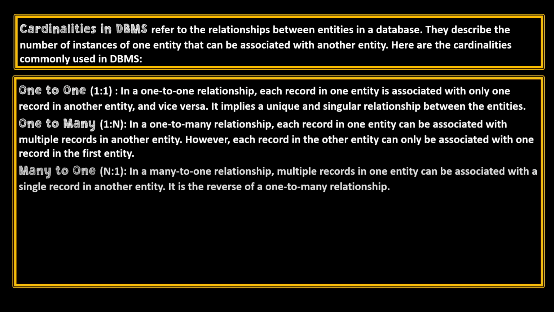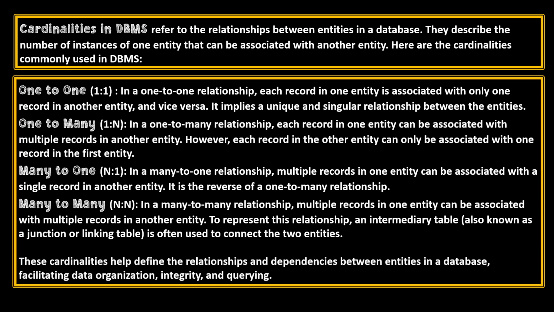1-to-1, 1:1. In a 1-to-1 relationship, each record in one entity is associated with only one record in another entity, and vice versa. It implies a unique and singular relationship between the entities.